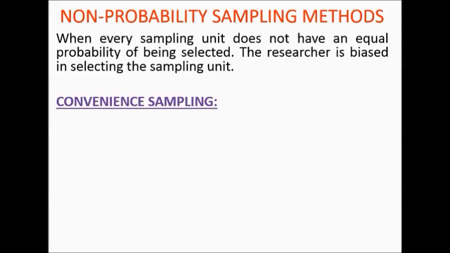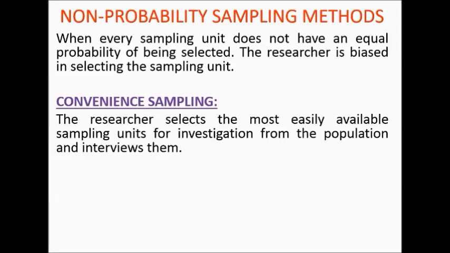First one is convenience sampling. The researcher selects the most easily available sampling units for investigation from the population and interviews them. As the name suggests, it is convenience. The researcher always sees his or her convenience, how easily the sample units are available to them. Only they will get interviewed, the rest of the units will be missed out.